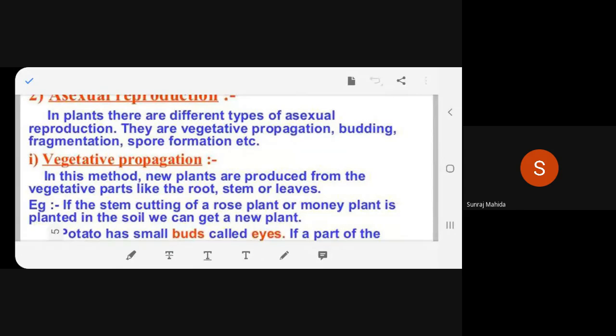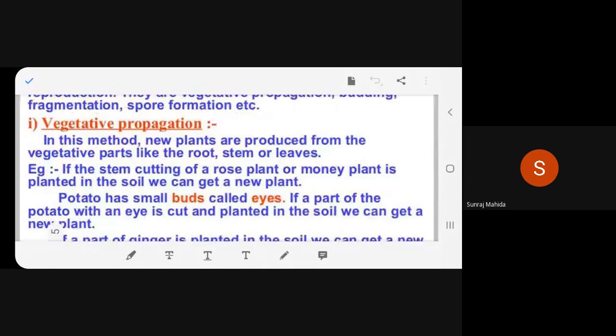Fine. Now, what is vegetative propagation? What we saw was we are taking root, stem, and leaves. From there, we are getting new plants, right? First, we will take a rose plant. I already taught you that we will take a cutting. We take a money plant. Again, we take a cutting and put it in water or soil. We get a new plant. Yes or no?